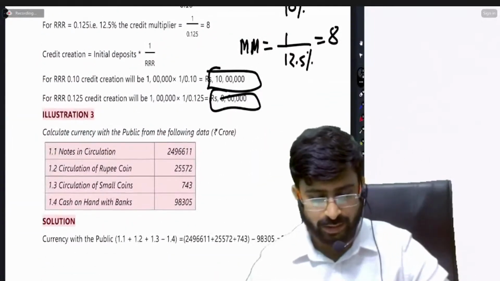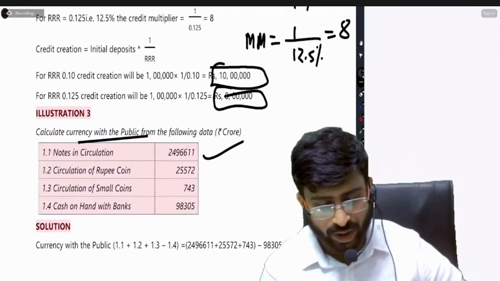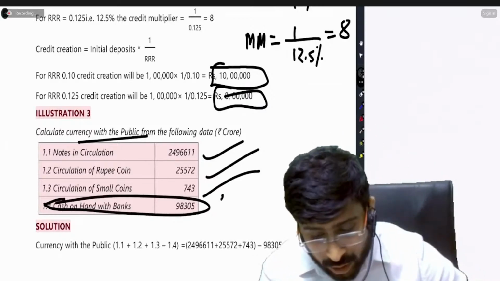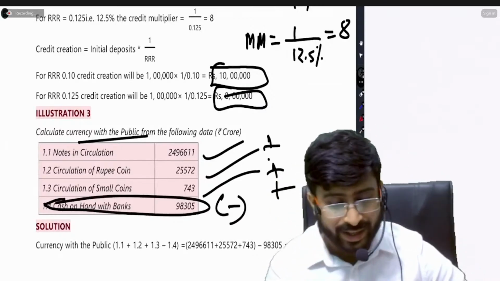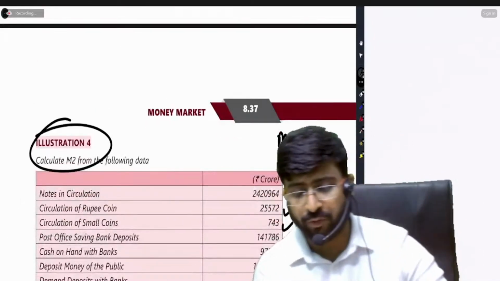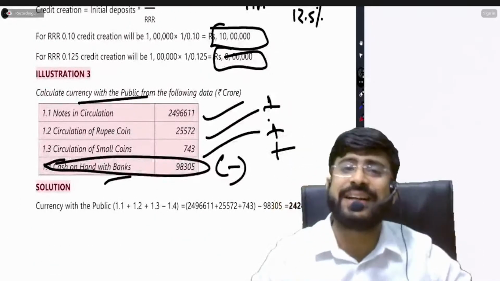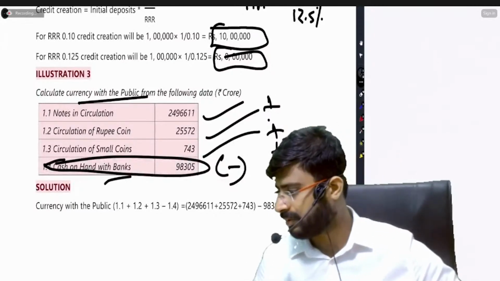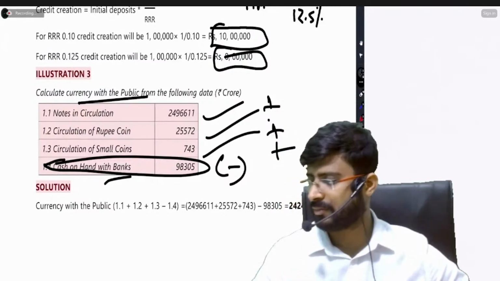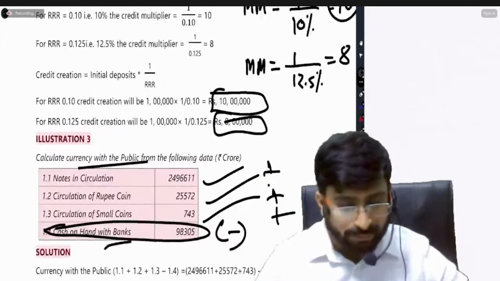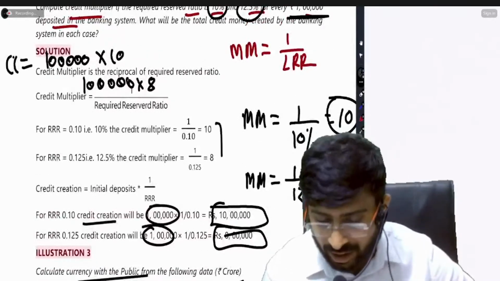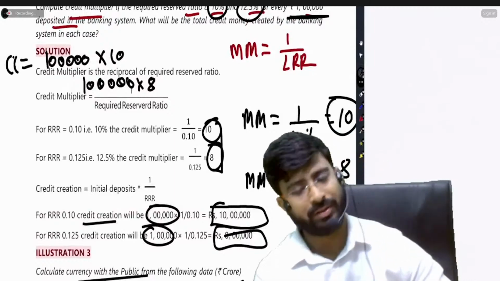Now let's do 3. Calculate currency with public. Notes in circulation, yes. Rupee, yes. But cash on hand with banks, no. This is subtracted. I have told you again and again, cash on hand with banks is subtracted. We have done this in this sum also, question 4 also. Just remember that. So remember, when they ask credit creation, you multiply initial deposits with money multiplier. If they just ask money multiplier, then this is the answer.